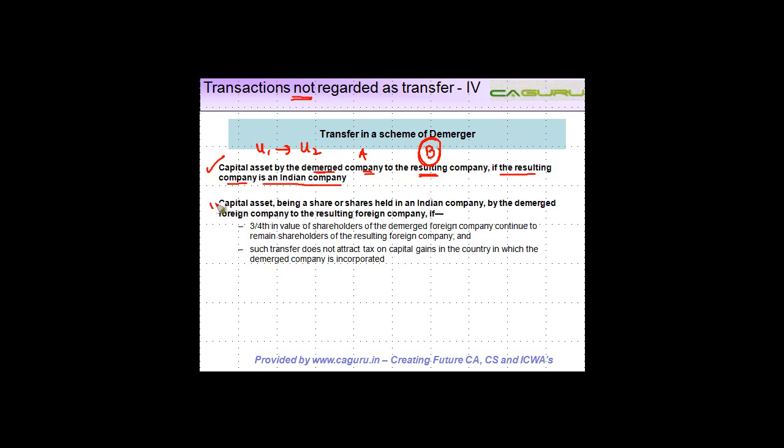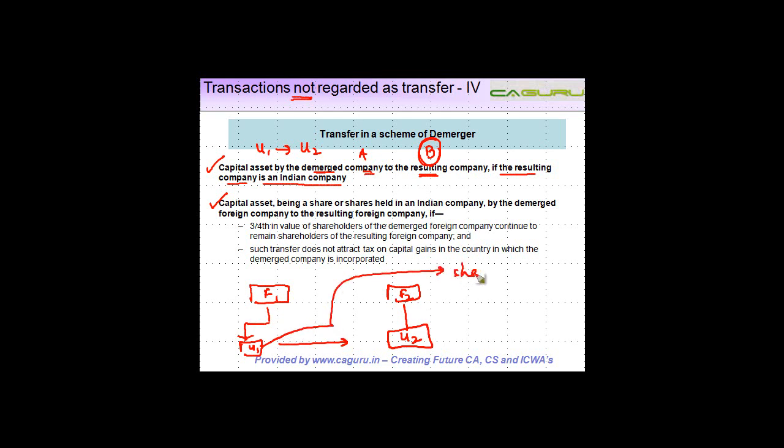Second, capital asset. Again, this case is something similar to the case that we discussed earlier. So let's say there were two foreign companies, F1 and F2. F1 had a unit, which it transferred to F2. Along with this unit, there were some shares. This unit was also the owner of shares of an Indian company.